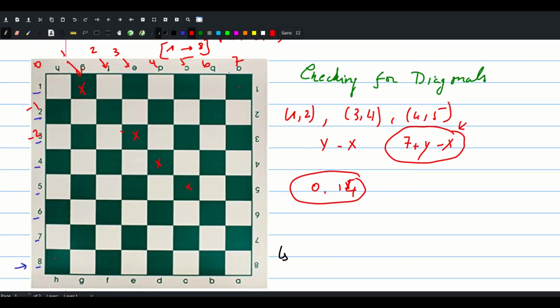So to summarize, if two cells belong to the same diagonal and you calculate this value for the two cells, they should give you the same value. So one last example, if we take this cell and this cell, they are on the same diagonal, and this value for this one would be 7 plus 2 minus 3, which would give us 6, and for this cell it would be 7 plus 5 minus 6, which would also give us 6. So this is an invariant.